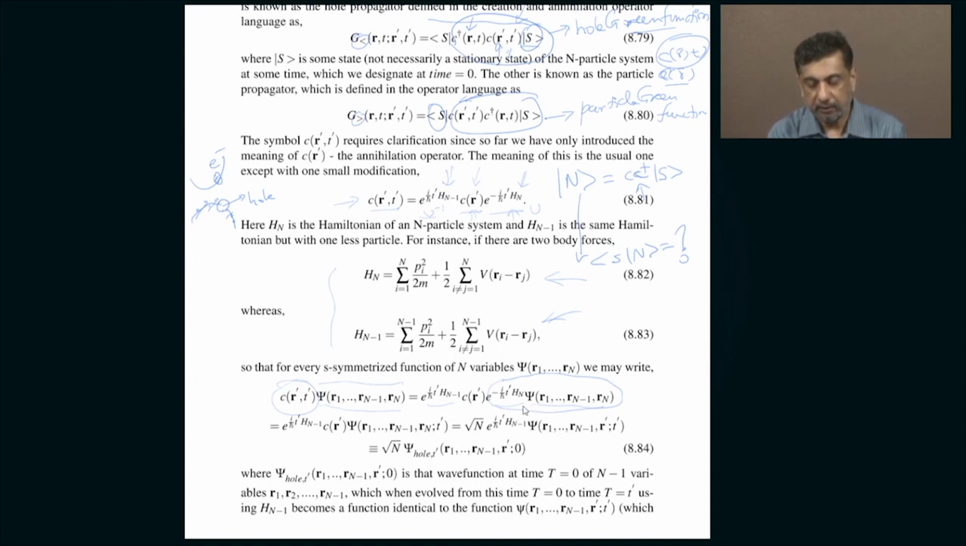That is how you transit from the Heisenberg to the Schrodinger picture, if you recall your undergraduate quantum mechanics, because now this has a clear interpretation of the wave function of a system of n particles, which has been evolved from time t equal to 0 up to time t equals t dash. But then what do you do with that wave function? You annihilate a particle at position r dash.